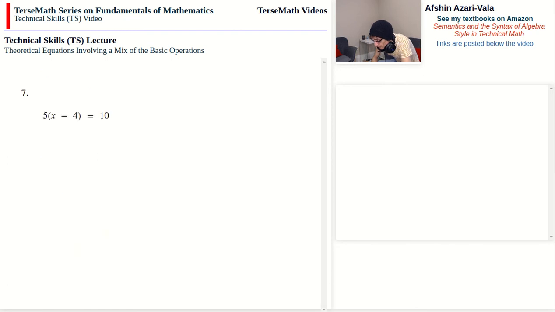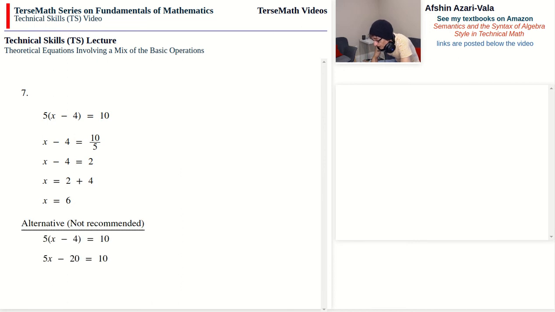Okay, problem 7. 5 times x minus 4 is equal to 10. We solve for the term that contains the unknown. That's already done. Then we solve for the factor that contains the unknown, which is the bracket. 5 is being multiplied on the left, so we divide by it on the right. Simplify. Now we go back to step number 1. Solve for the term that contains the unknown. Subtraction by 4 becomes addition by 4 on the right side. And then simplify.